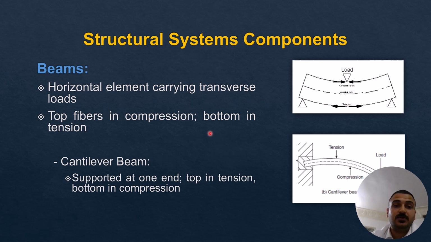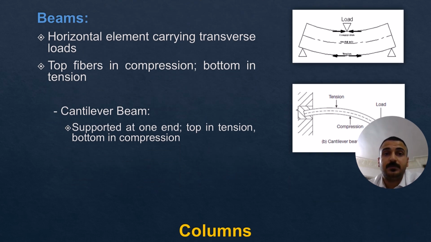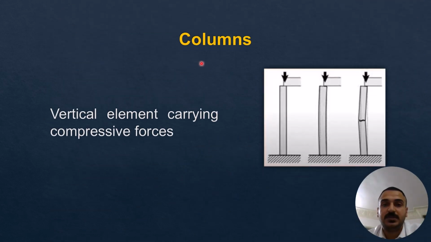We have a different scenario with a different type of beam called cantilever beam, which is supported at one end. And here we'll have the tension on the top and compression on the bottom. Here we have another structural basic system component called columns. It is a vertical element carrying compressive forces. And you can see here on this image, here's the column, here's the compressive force coming from the beam.